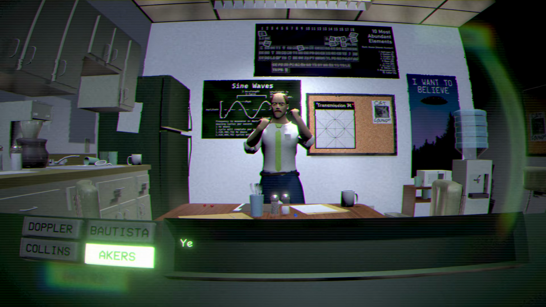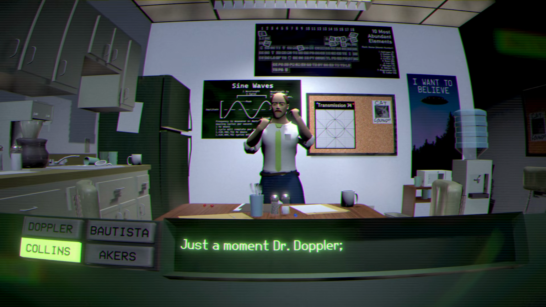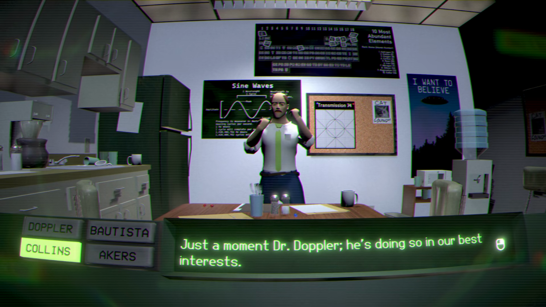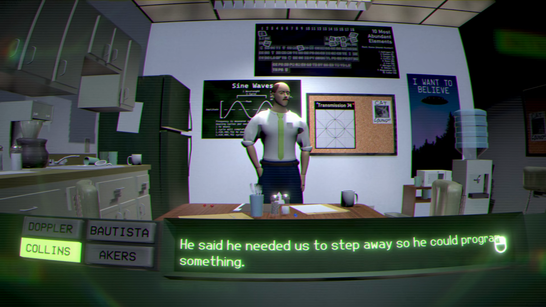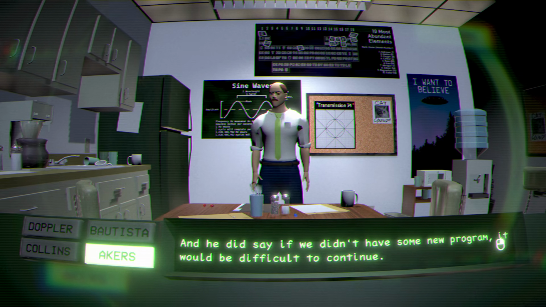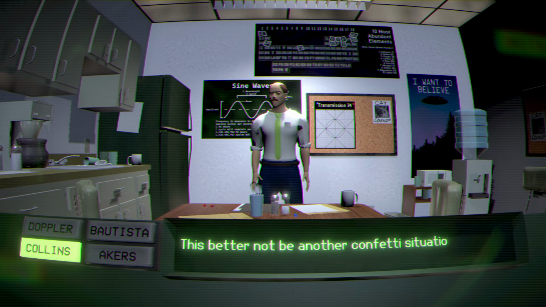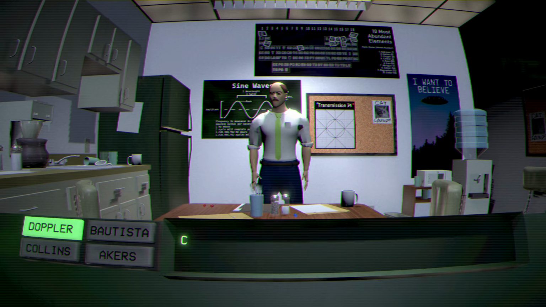I want you all working on the translation. Yeah, you tell him, boss. Just a moment, Dr. Doppler. He's doing so in our best interest. Said he needs us to step away so he could program something. Ooh, I'm hoping some sort of 3-dimensional graphing tool? And he did say if we didn't have some new program, it would be difficult to continue. Better not be another confetti situation.